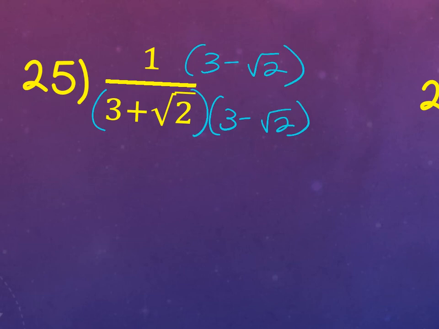So it depends on what's in the bottom. Is the bottom a single term? A single radical? You just multiply by that radical. If it's not, if it's a sum or a difference, then you have to multiply by the opposite. Okay. So which is this one?